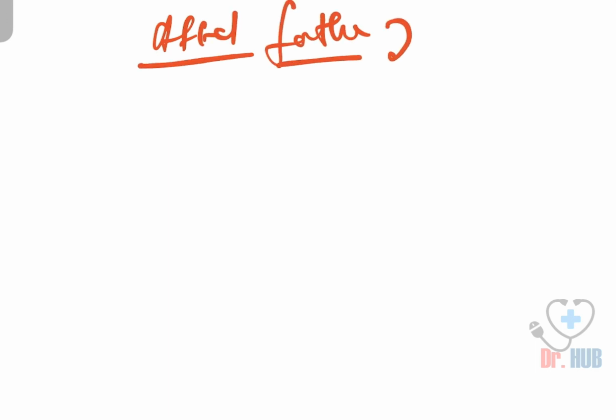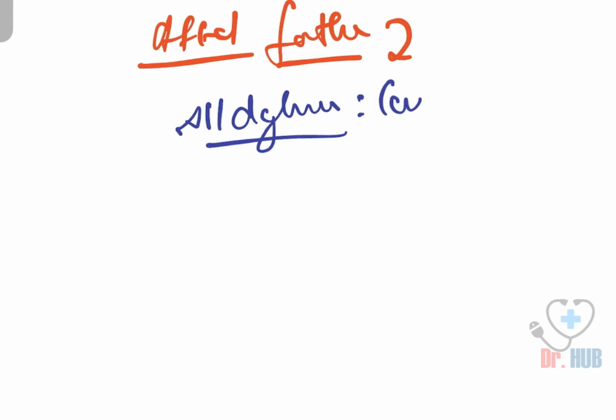Next point is that the affected father will have all his daughters to be carriers. So the affected father will have all daughters as carriers. So all the daughters will be carriers and they will have unaffected sons.